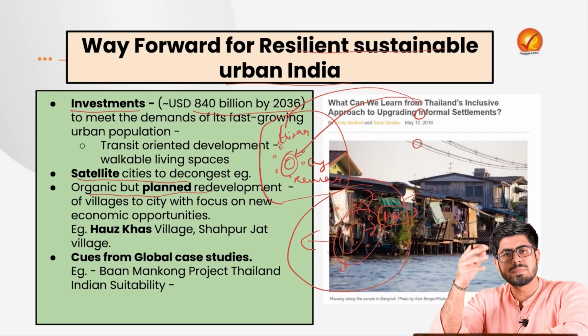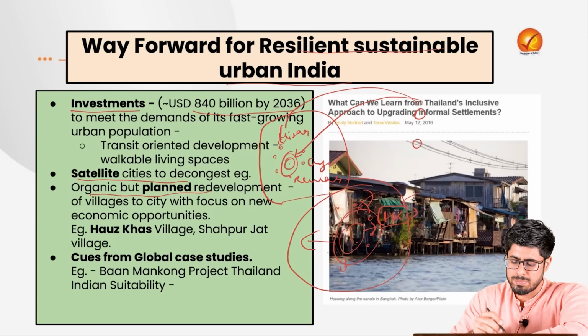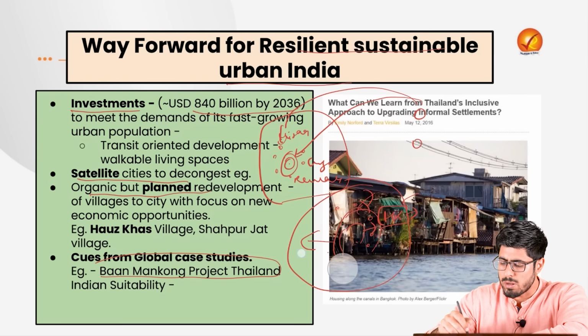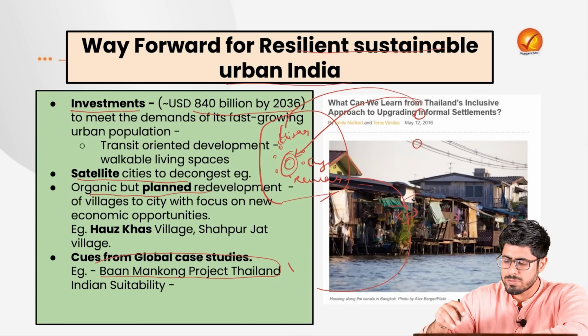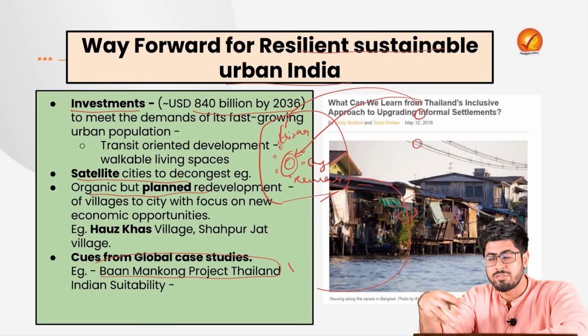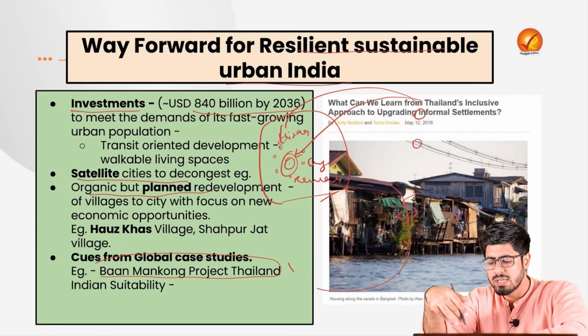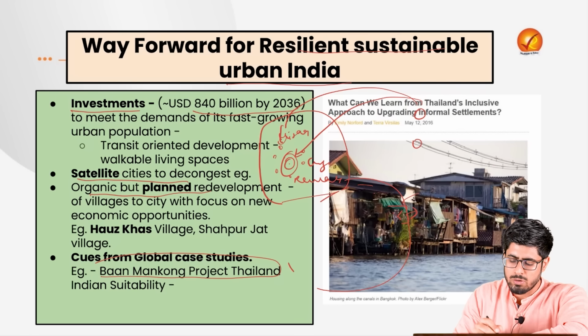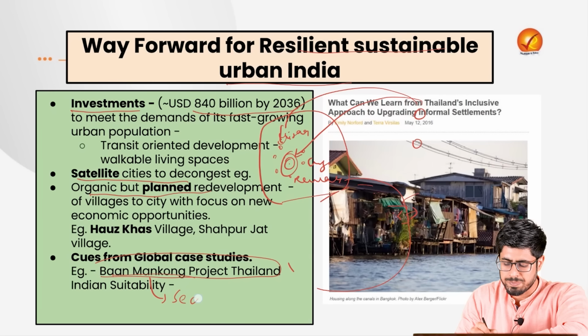Also, we can take some cues from global examples. For example, this Baan Mankong project from Thailand. In Thailand also we used to have the problem of slums. So instead of just evicting the people of the slums from those areas, the Thailand government took the idea of Baan Mankong, which is secure housing. It means secure housing in the Thai language.